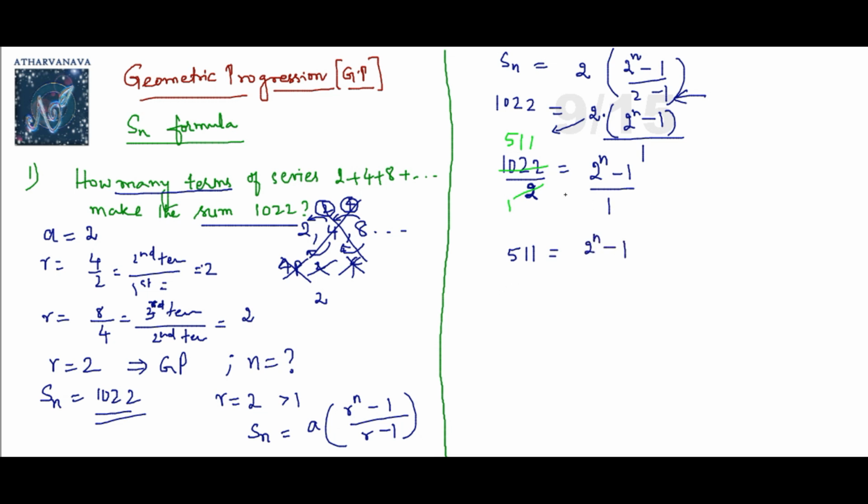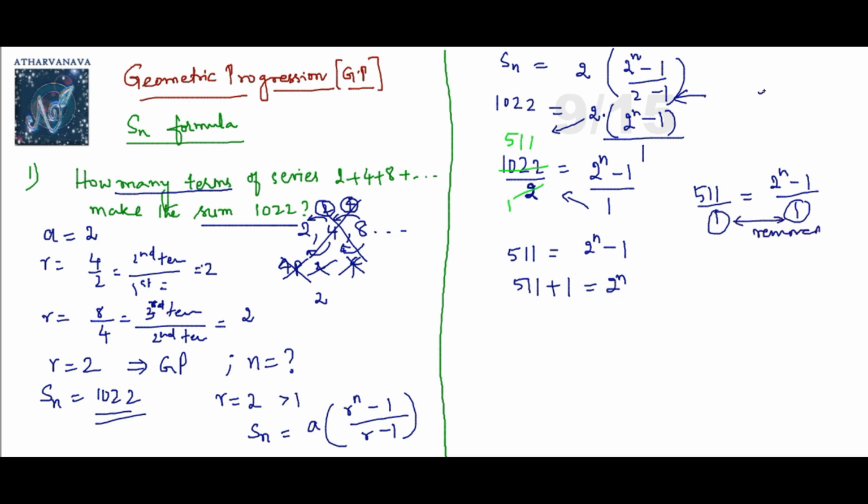Anyway, by 1 is the same thing. If you multiply also it will be the same thing. So 511 plus 1 is equal to 2 power n. Now here is the confusion. I want to write this step again. 511 by 1 is equal to (2 power n minus 1) by 1. This 1 is removed. Why is it removed?